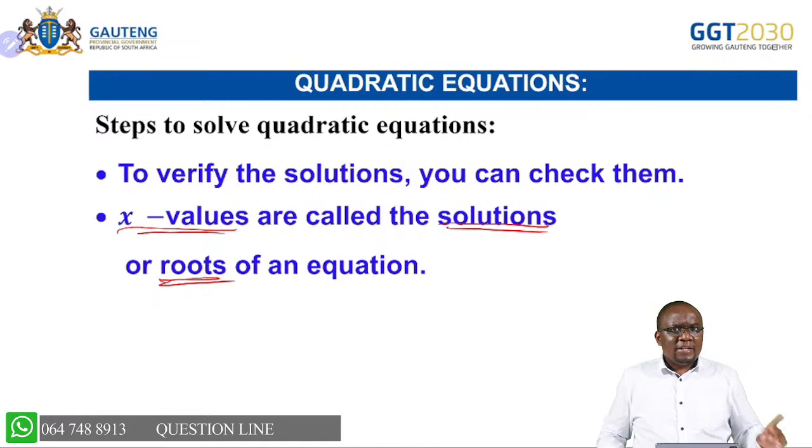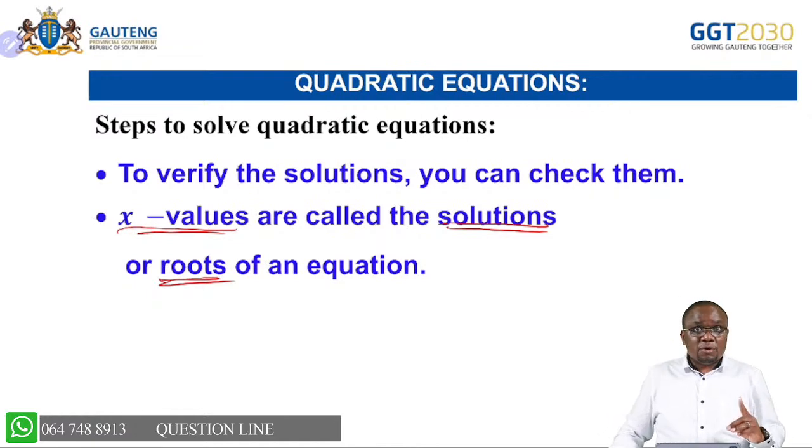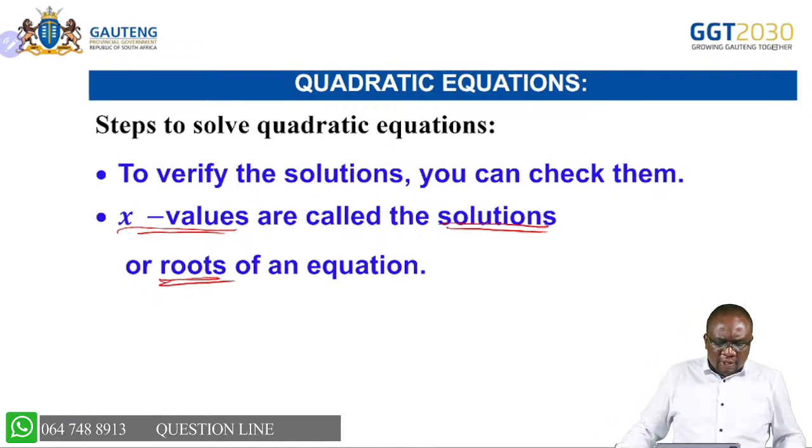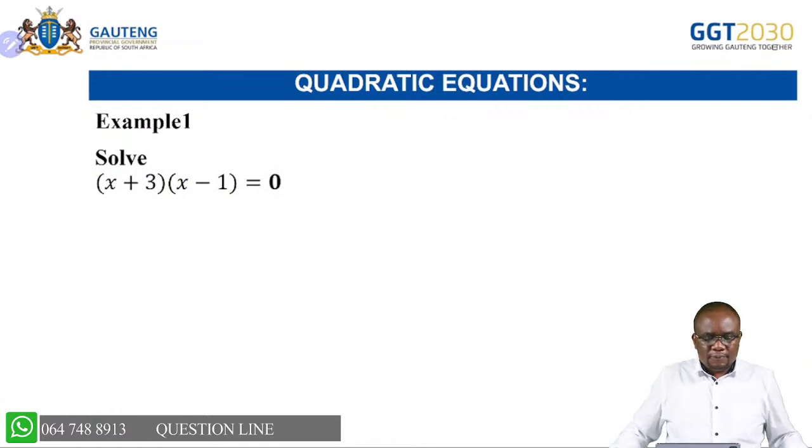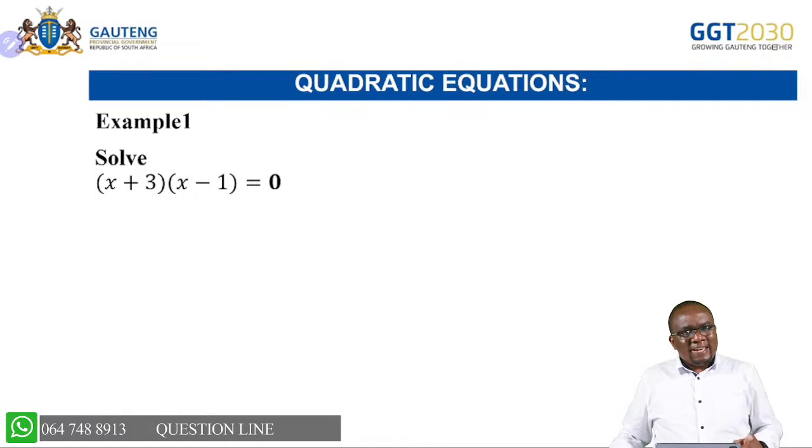Okay, right. I want us to go to the examples now. Okay, right. Example 1. Solve for x. This question is 2 marks. So if it's 2 marks, you don't have to do a lot of things. I'm giving you a clue here. Right. So it means here you don't have to do a lot of things.